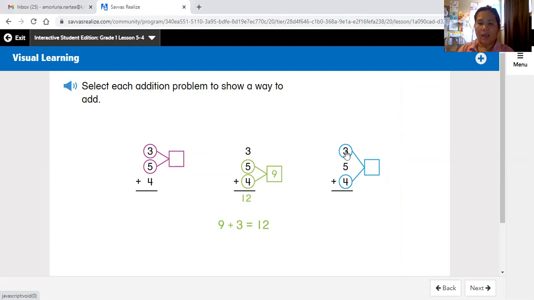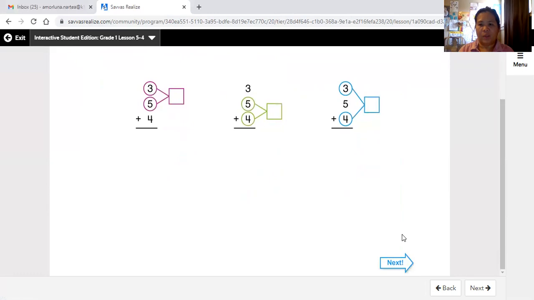And look at the next one. Another way to add is 3 and 4. But again, don't forget that there is still 5 that we need to add to this sum. Watch this one. 7 plus 5 equals 12. There you go. Is it easy? I hope so.